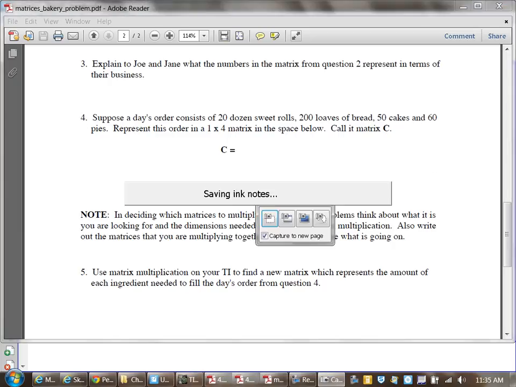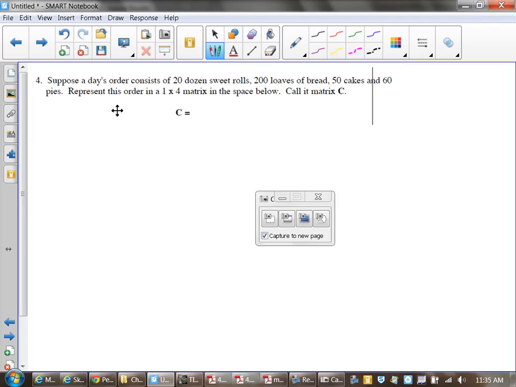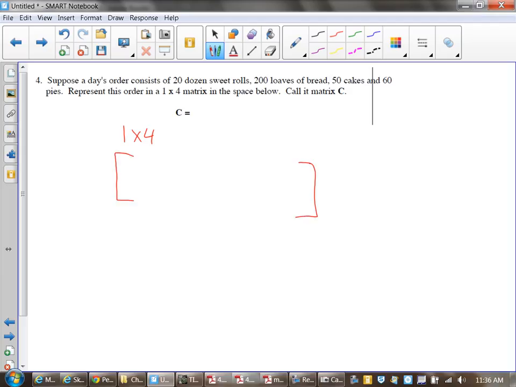What they're asking you to do is create another matrix. It's a 1x4, and it is 1 row, and it represents 20 rolls, 200 bread, 50 cakes, and 60 pies.